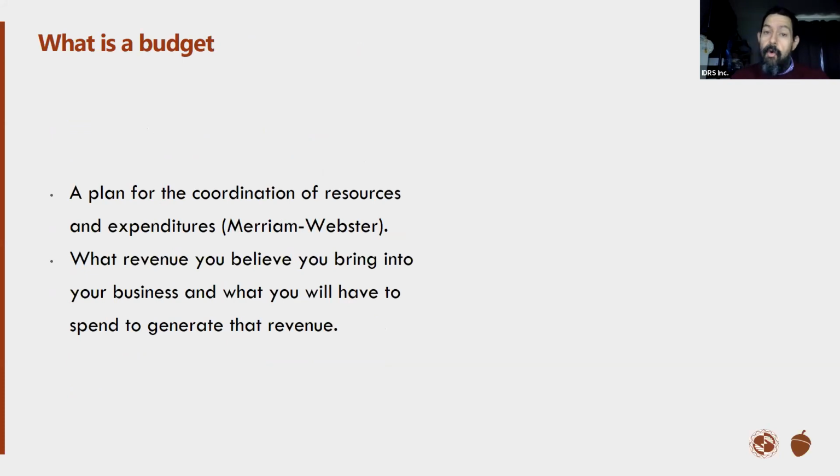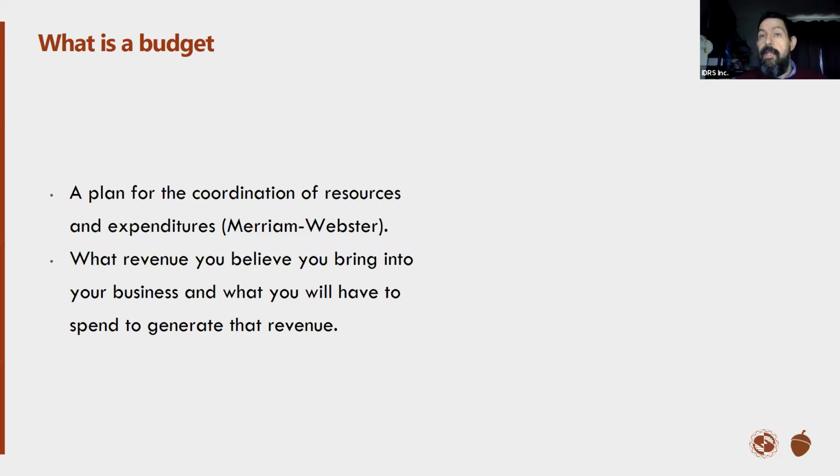So what is a budget? A budget, according to the Merriam-Webster dictionary, is just a plan for the coordination of resources and expenditures. And that could be within your business, but that could also be within your family, right? So as you may have seen in some of the advertising, we're going to be talking in this webinar about a budget for a business specifically. However, a lot of these same principles you can use if you are developing a budget for your family.